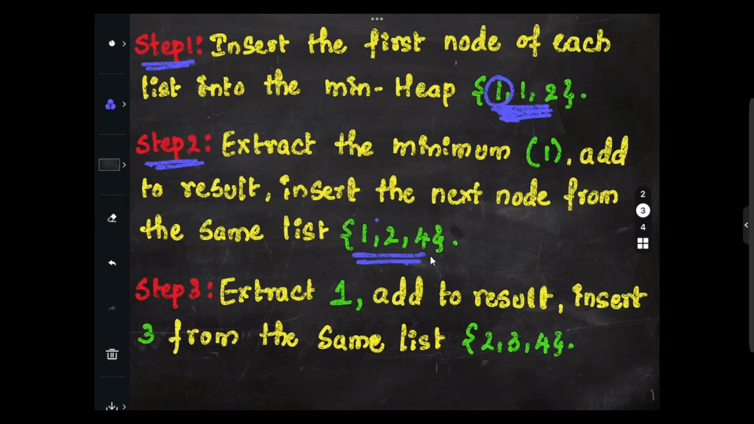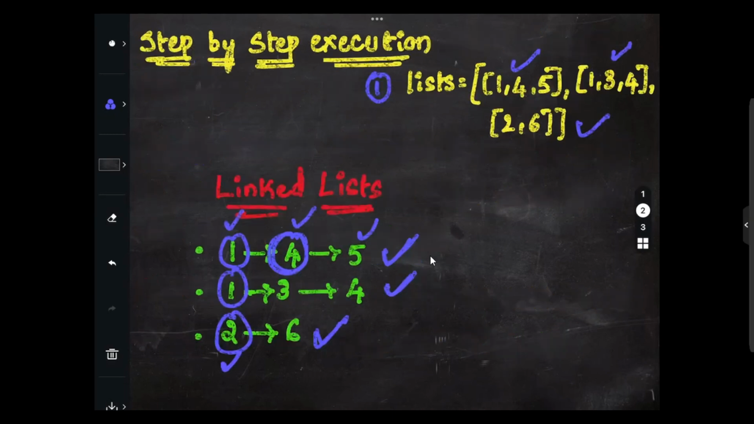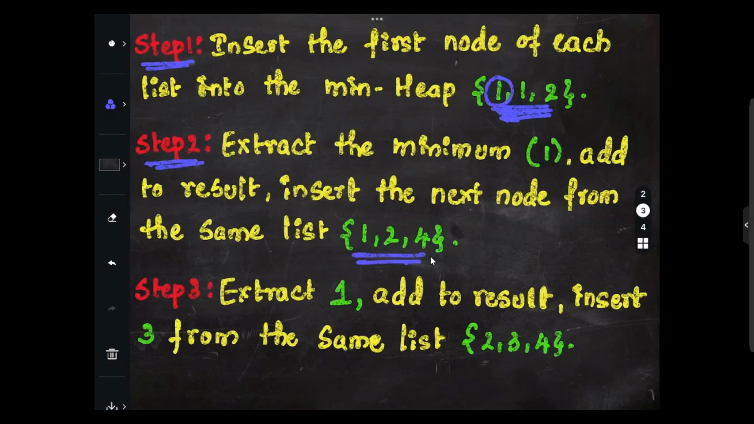We will extract the minimum 1, add it to the result, and insert the next node from the same list. Same list means the list we are speaking of, 1, 4, 5. So we are inserting the next node from the same list. This becomes 1, 2, 4. This is fine. Now we will extract 1 again. The minimum among 1, 2, 4 is 1. We will extract 1, add it to the result, and insert 3 from the same list.